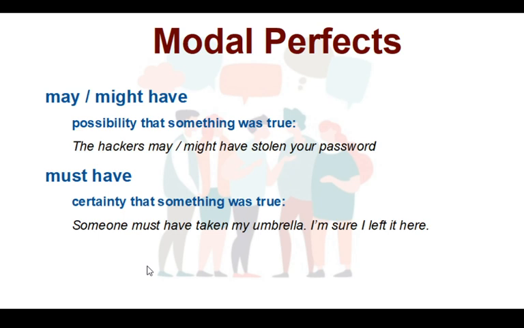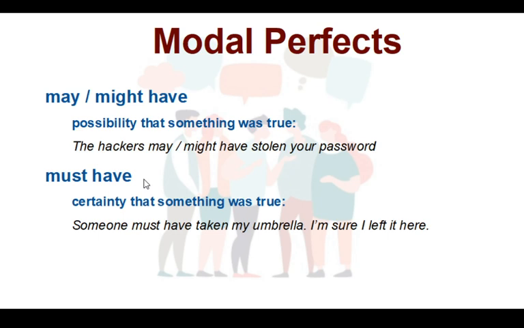Now, may and might have. They express the possibility that something was true. It may not be true, but at least it's possible that something was true in the past. The example, the hackers may have stolen your password, or the hackers might have stolen your password.